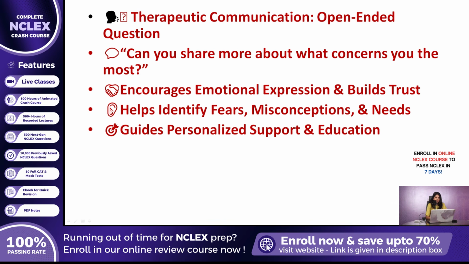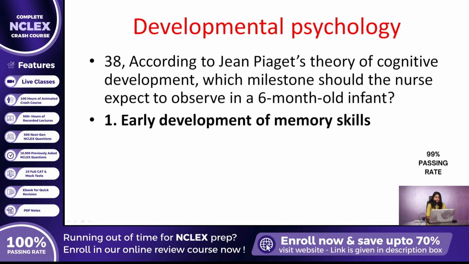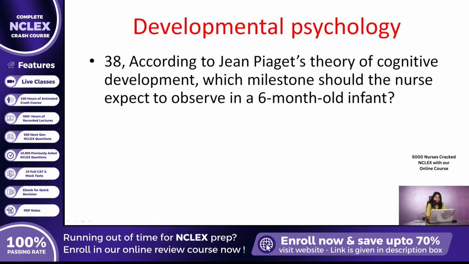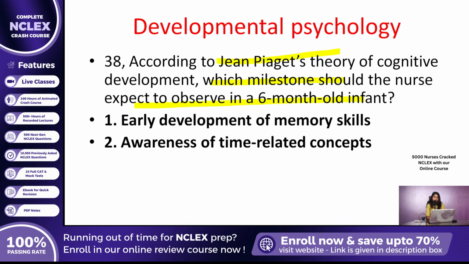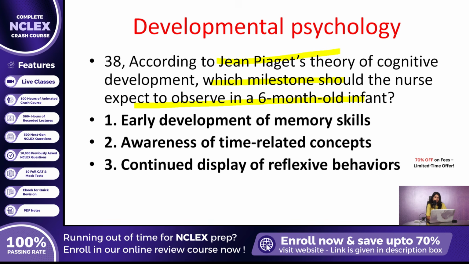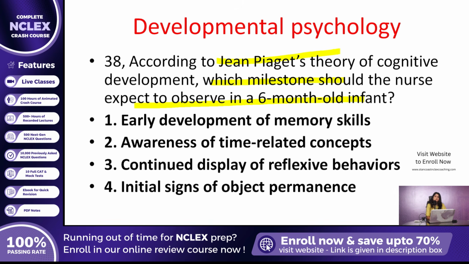Moving on to question number 38, this one focuses on developmental psychology, specifically Jean Piaget's theory of cognitive development. The question asks, according to Jean Piaget's theory of cognitive development, which milestone should the nurse expect to observe in a 6-month-old infant? The options provided are 1. Early development of memory skills, 2. Awareness of time-related concepts, 3. Continued display of reflexive behaviors, 4. Initial signs of object permanence.